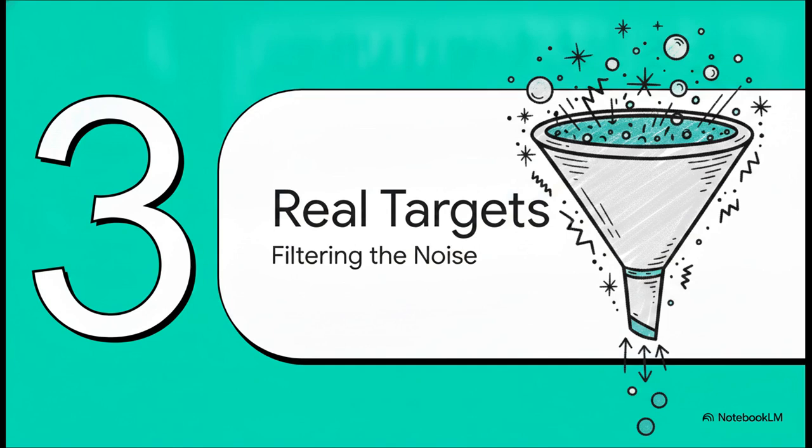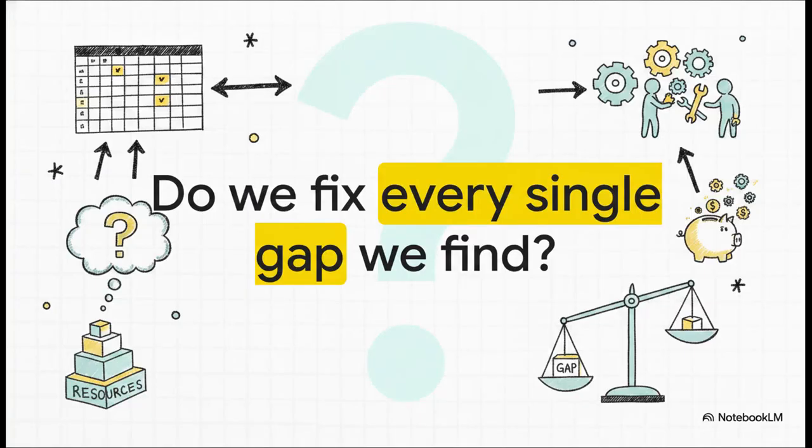Getting into the middle of the funnel now with section 3, finding real improvement targets by aggressively filtering out the noise. It's a super tempting thought, right? You found a gap, so you just deploy a team and fix it. We look at every single gap on the spreadsheet, and suddenly, everything is a target. But wait, does every single gap automatically become an improvement target? Think about the sheer amount of resources that would require.